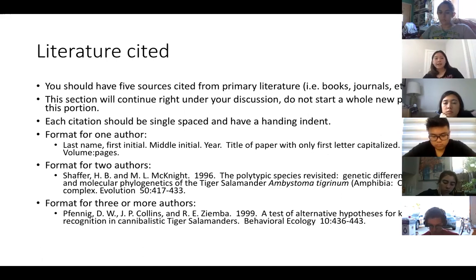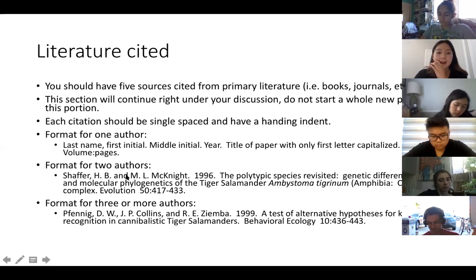The literature cited is going to continue right under your discussion, so you don't have to start a whole new page for this portion of the paper. Each citation should be single-spaced and have a hanging indent. And I've also included the format for how your citations should look, depending on how many authors there are. So here's the format for 1 author, 2 authors, 3 or more authors, and so on.